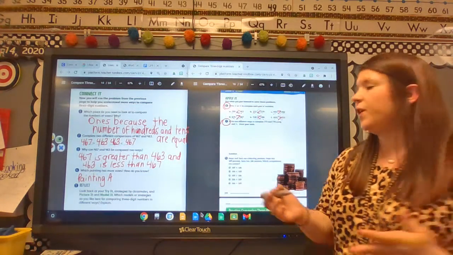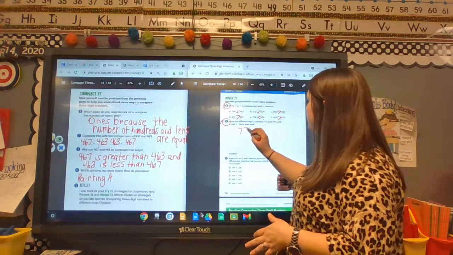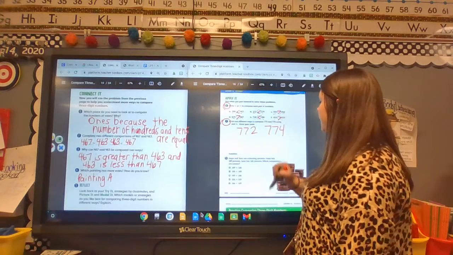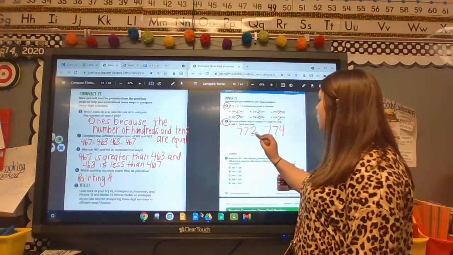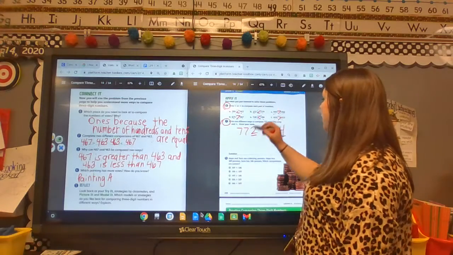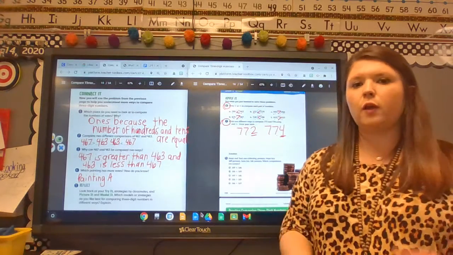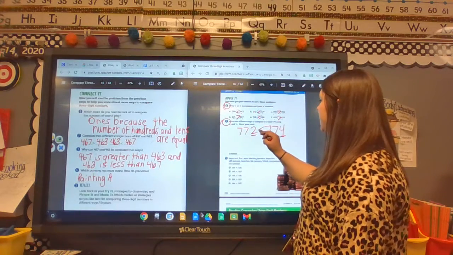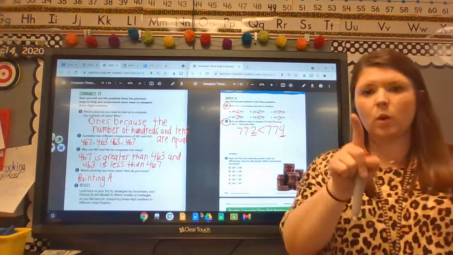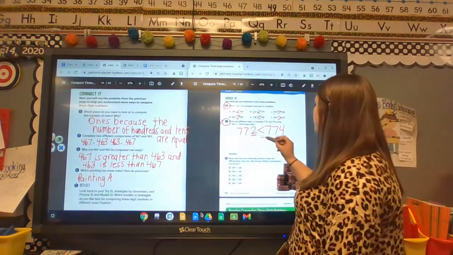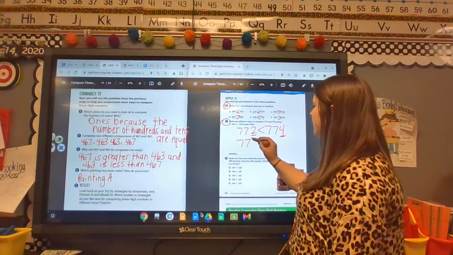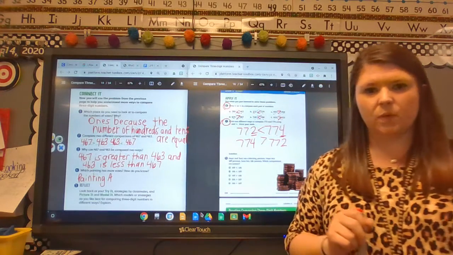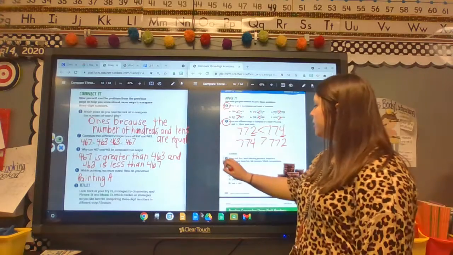All right, so let's first figure out which one's larger, 772 or 774. They both have 700s, they both have 7 10s, but their ones are different. 4 ones and 2 ones. I would much rather have $4 than $2. So we can say 772 is less than 774. That's one way to write it. Now we can use the greater than symbol. 774 is greater than 772.